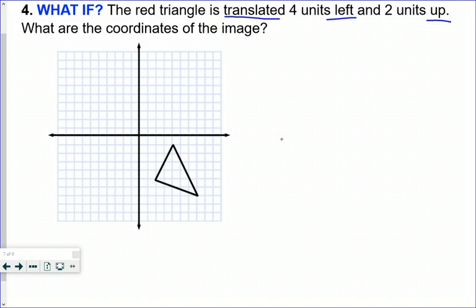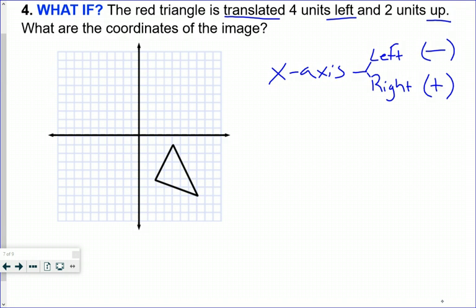When we look at this, the first axis, the x-axis, is affected by the two directions of left and right. What these really mean is that left, you're going to go in a negative direction, and right, you will go in a positive direction as we do this movement or translation of this object.